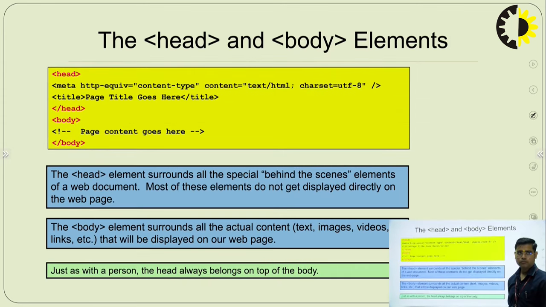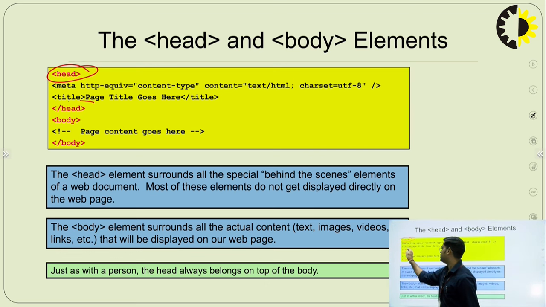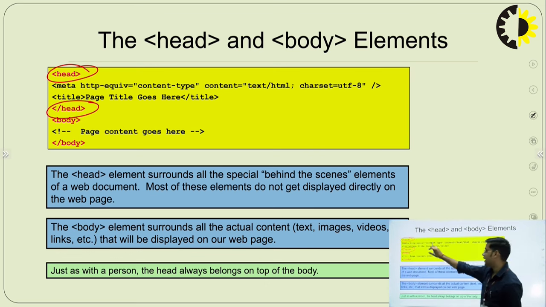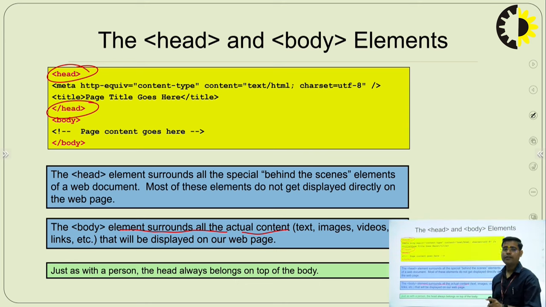Okay. Here is the example regarding the head and body elements. As you can see here, this is the head section. In this head section, we have to provide the metadata about the particular web page. Then the body surrounds all the actual content. In the body section, we have to provide the actual content, like text, images, audio, video, and different types of links that will be displayed on our web page.